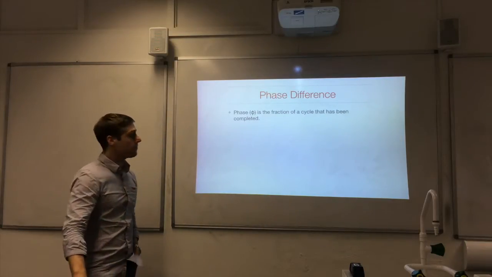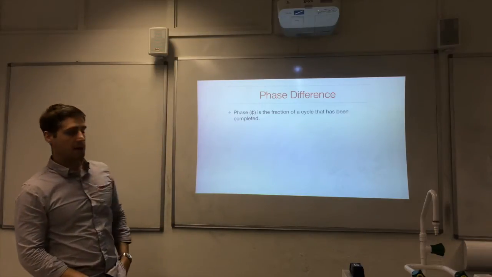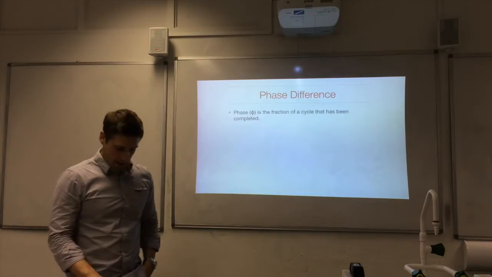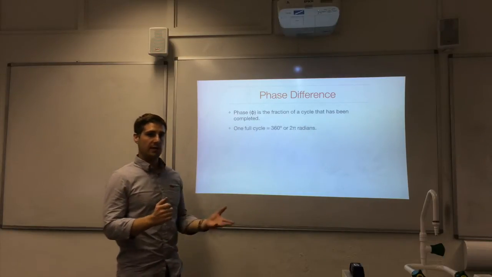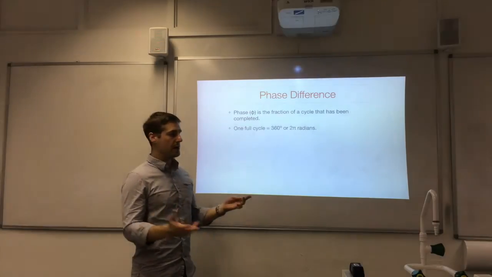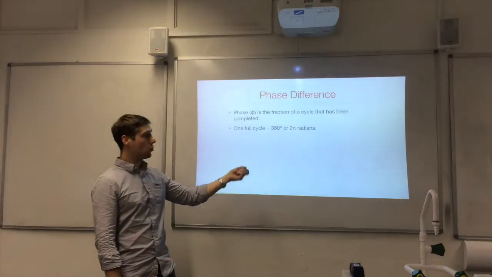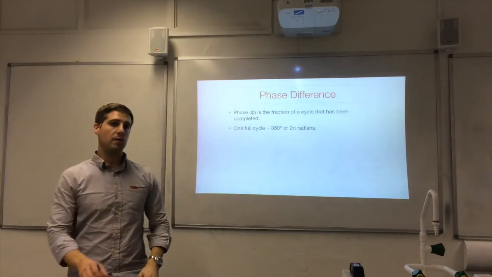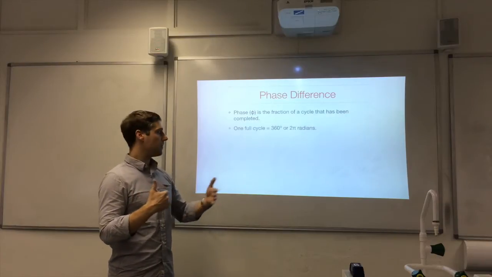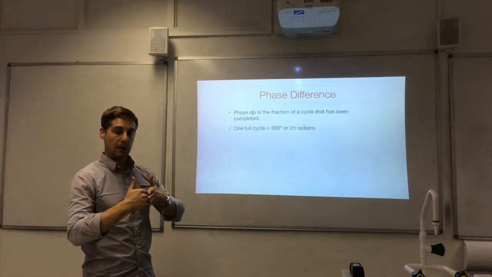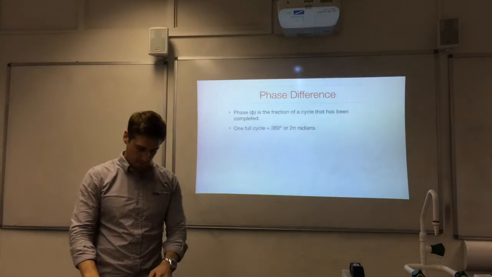Phase phi is the fraction of a wave cycle that has been completed. One full cycle, which we measure in degrees or radians, is 360 degrees or 2 pi radians. So if only half a cycle has been completed, the amount of cycle would be 180 degrees or pi radians.